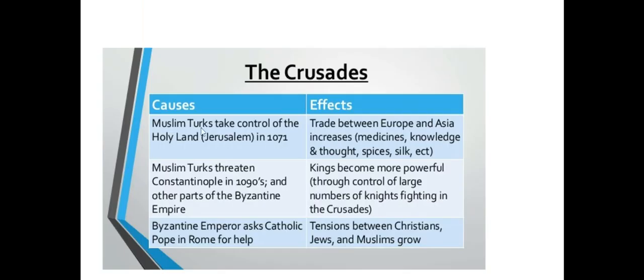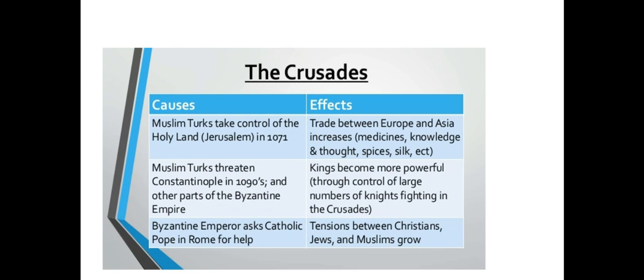The causes. So the Muslim Turks, remember, from Central Asia, took control of the Holy Land in Jerusalem and told Christians that they could not send pilgrims there. And pilgrimage was a huge part of life in this time period. Muslim Turks also threatened to conquer Constantinople, which was the capital of the Byzantine Empire. So the Byzantine Emperor asked the Catholic Pope for help in trying to keep the Turks out or fight against them. So this led to hundreds of years of fighting, 9 different crusades.